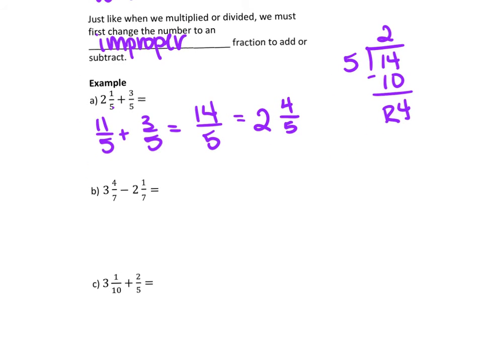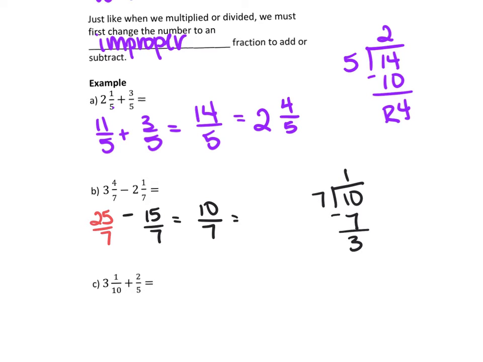So this next one, again, same denominator. So all we're going to do is change them to improper fractions first. 3 times 7 is 21 plus 4. That's 25 over 7. Minus 2 times 7 is 14 plus 1 is 15. 15 over 7. And again, subtract these. That's just 10 over 7. Mixed number. So we need to do 7 will go into 10 1 time. Subtract 3. So this is equal to 1. Remainder is 3. Denominator is 7.